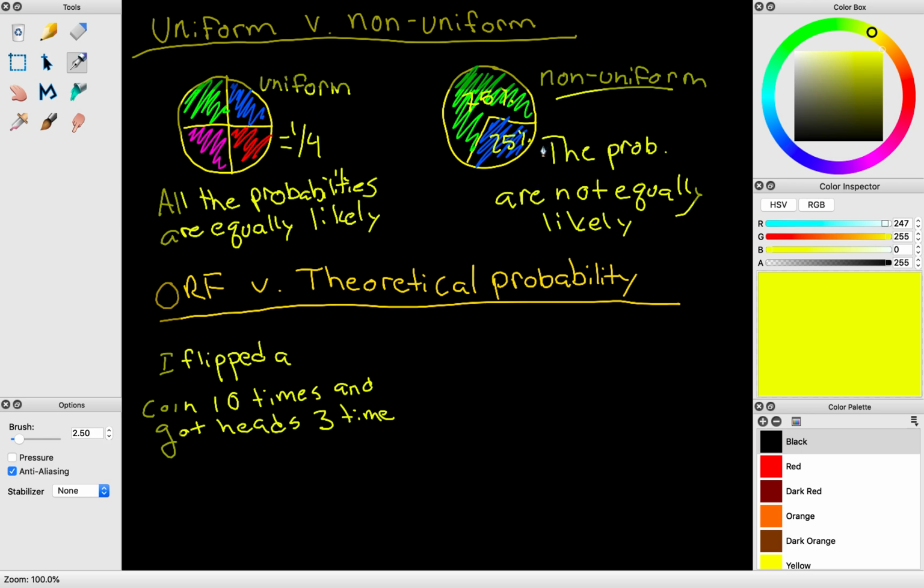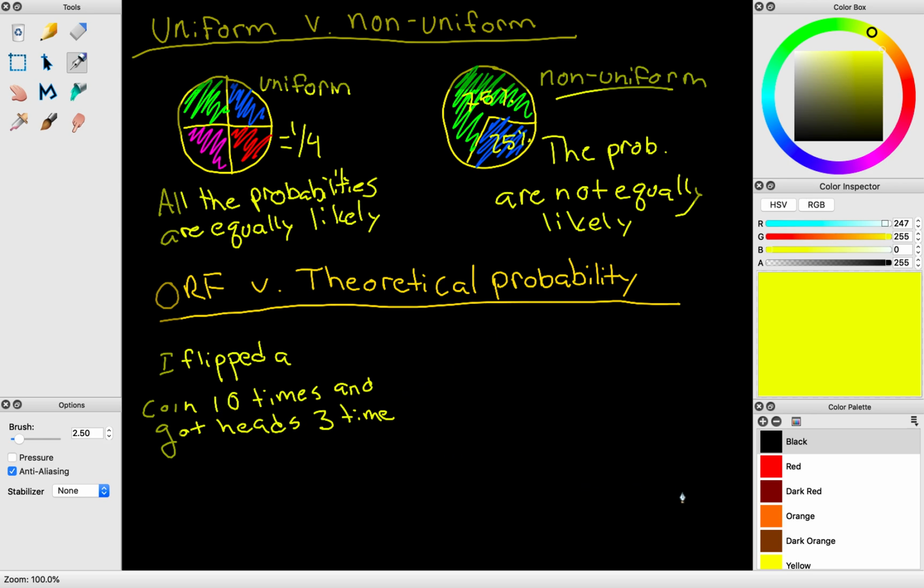The other thing I want to talk about is the observed relative frequency, or ORF, versus the theoretical probability. I got a couple questions on this. The observed relative frequency is what we observe in an experiment, while the theoretical probability is what we expect given the ratio of successful outcomes versus total outcomes. So I wrote this right here.